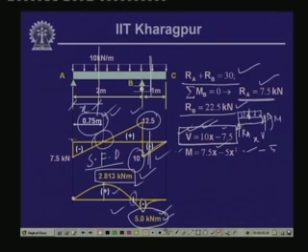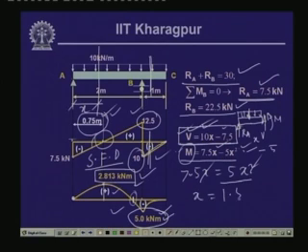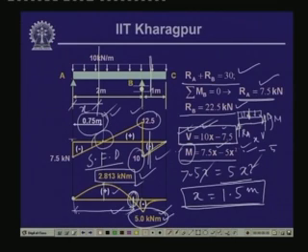Now, here we have the expression for the bending moment as M equals 7.5x minus 5x². Now, if we set this moment equal to 0, we have 7.5x equals 5x². So, x equals 1.5 meter. So, at a distance of 1.5 meter, the bending moment is equal to 0. So, this distance is 1.5 meter from here.